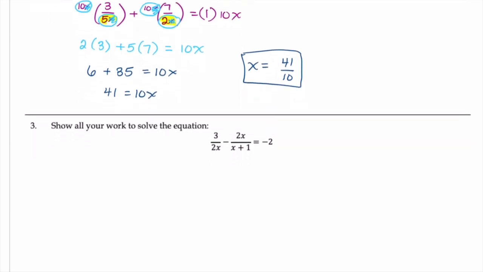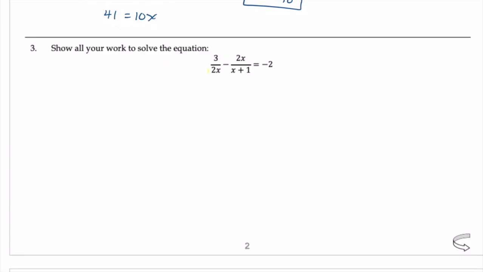Last one. For number 3, let's identify our denominators. I am going to find out what the LCD is in this case. I have 2x for my first denominator and x plus 1 for my second denominator. My LCD is 2x times x plus 1. Now, I'm leaving it like this. I'm not going to distribute 2x to everything because my goal is to get rid of the denominators and not make this more complex than it has to be. So let's multiply everything by the LCD.